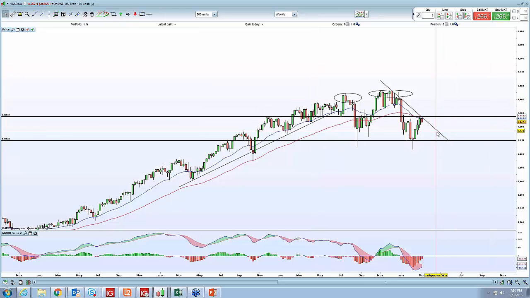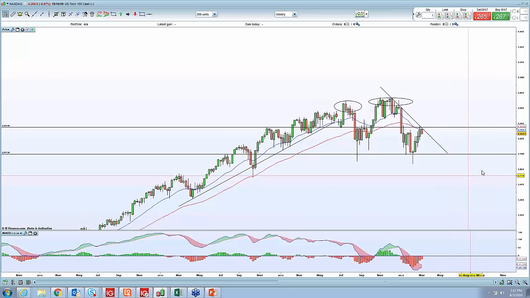Oh sorry, this is NASDAQ, not S&P 500, doesn't matter, same thing. But the key level to watch out for, for the NASDAQ, is the 4350 area. So same kind of thing with most of the US indices.